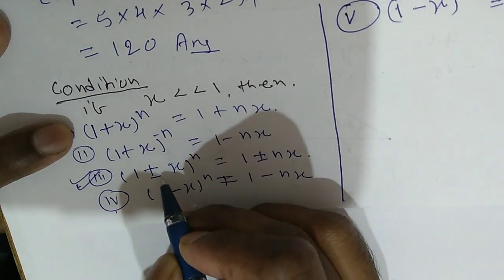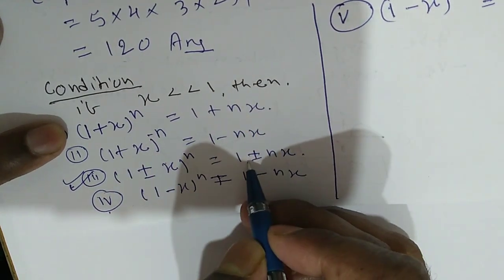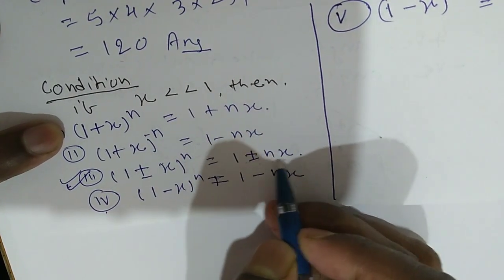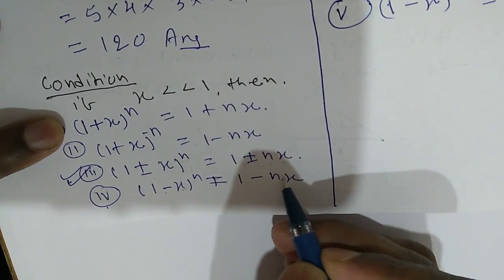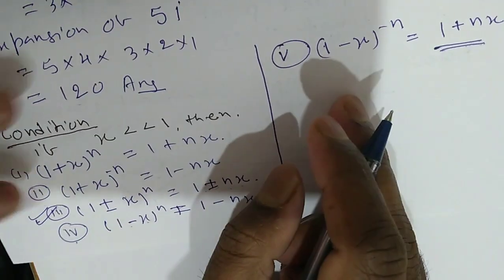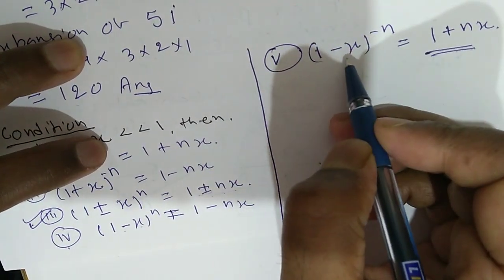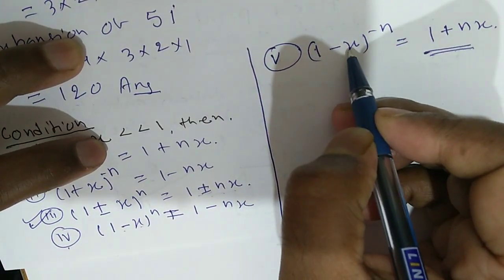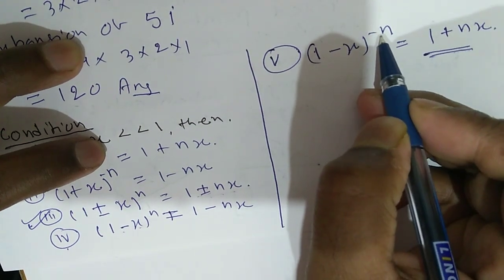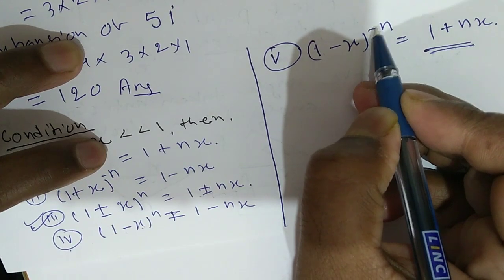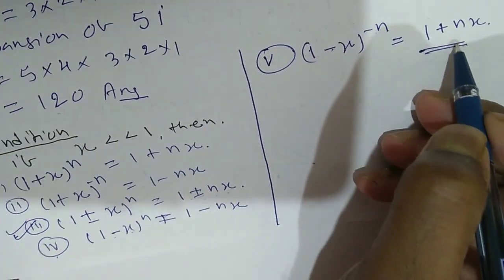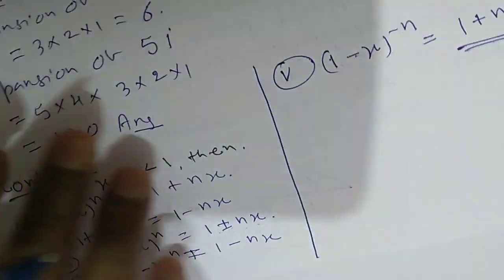Combo of this one, (1 plus or minus x) to the power n, so we write 1 plus or minus nx. If (1 minus x) to the power n, we already write 1 minus nx, and if both of them are minus, it means (1 minus x) to the power minus n, then we write 1 plus nx. Here this minus and this minus multiply and we get plus. So these are the binomial theorem.